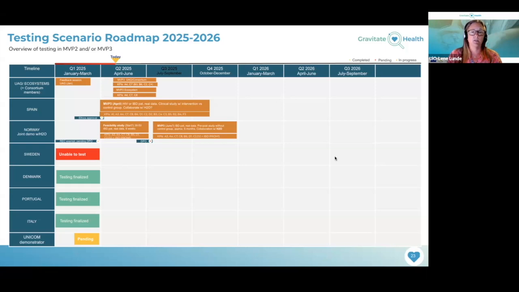Unfortunately, the Swedish scenario was not able to test anything with real patients, and that's really unfortunate. But this was due to a change in the EHR and also safety concerns from the local IT department. And that's also impossible for us to do anything about. And in Denmark, Portugal, and in Italy, the testing is finalized, and we also have some Unicom demonstrators pending. So there you have the overview. So next, please.